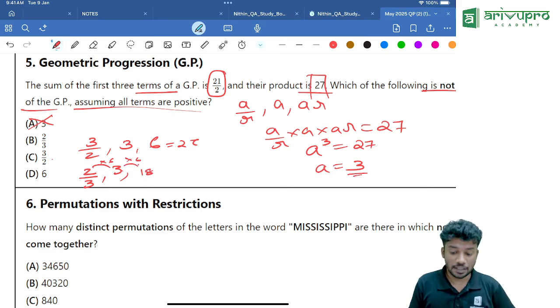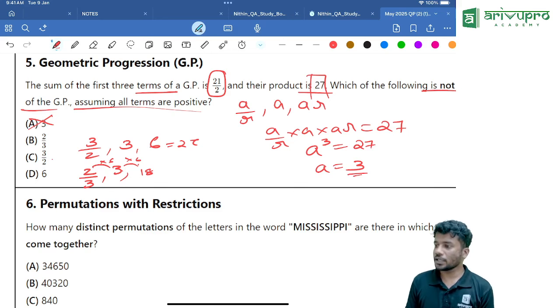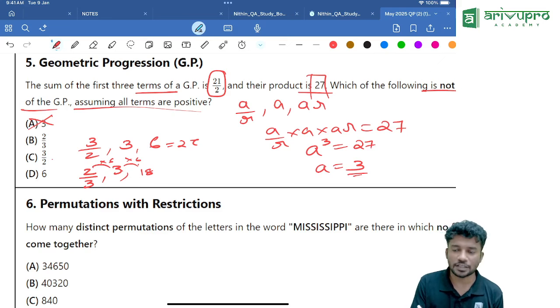Into 18. That means take the product of everything. 2 by 3 into 3 into 18 is how much? So 3 into 18 into 2 divided by 3. How much is it? 36. That means this is not our term. If you're looking at it, option B is not our term.